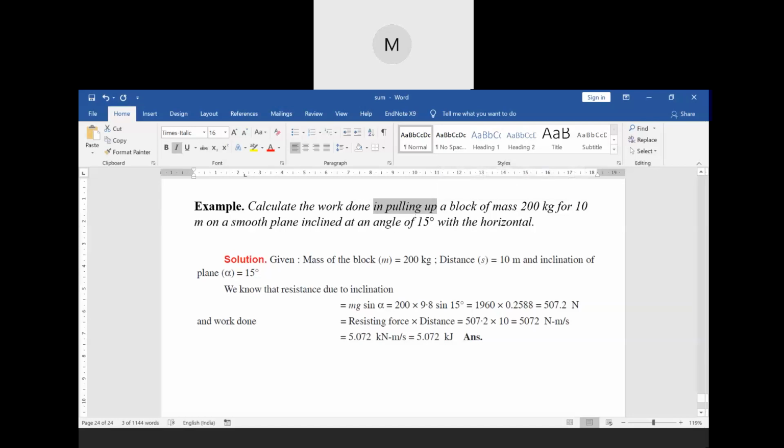Now look, suppose the angle is given as 15 degrees with the vertical, so what will alpha be then? Can you tell me? In place of horizontal, if it is given 15 degrees with the vertical, what will be the answer? Just tell me the value of alpha. No need to calculate it. Just tell me 90 plus 15.